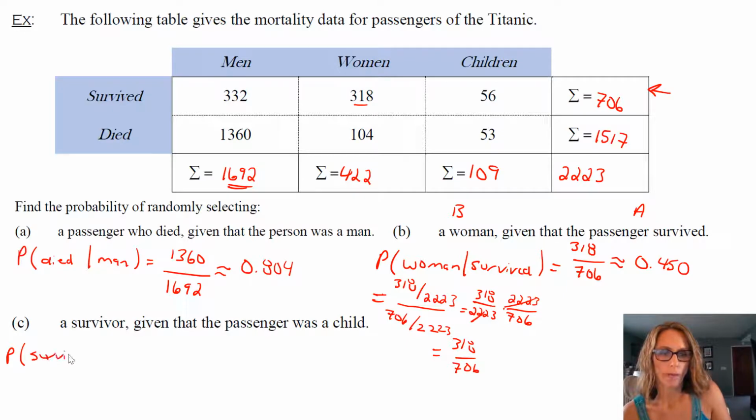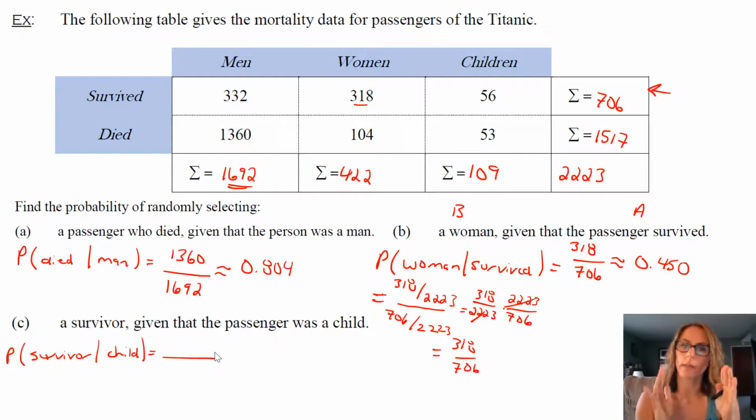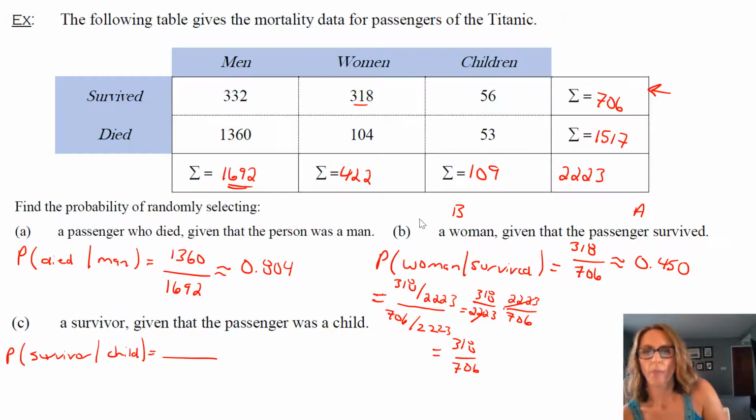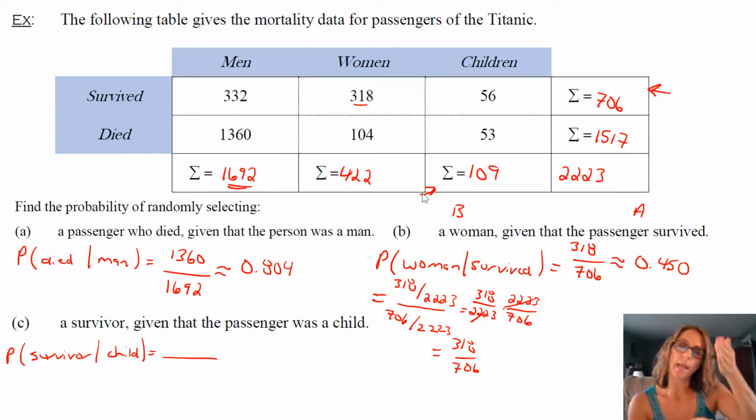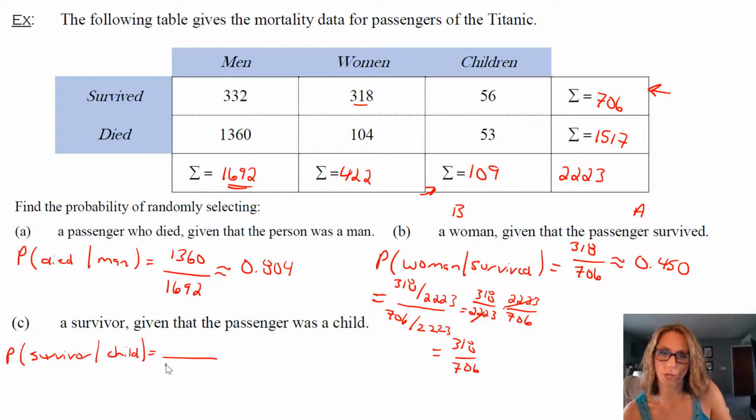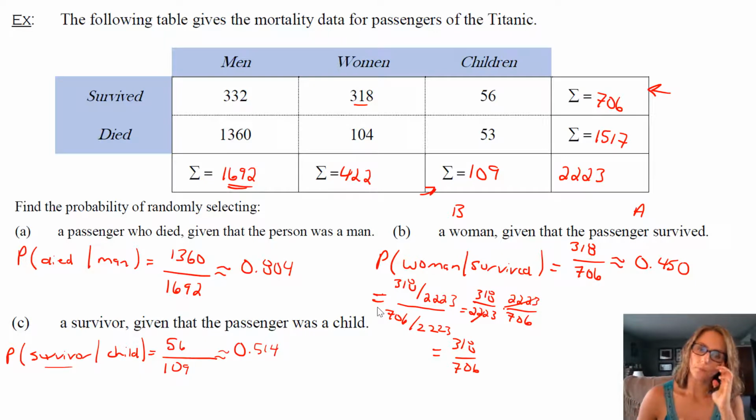So we want survivor given that the passenger was a child. So again, now we're told that we're only talking about the children. What that does is reduce our sample space to saying we know that it was a child that we're talking about. And then we want in the numerator those children that survived. And there were 56 of those. So when we do that, we get a 0.514. So about 51% of children survived. And we'll do the last problem.